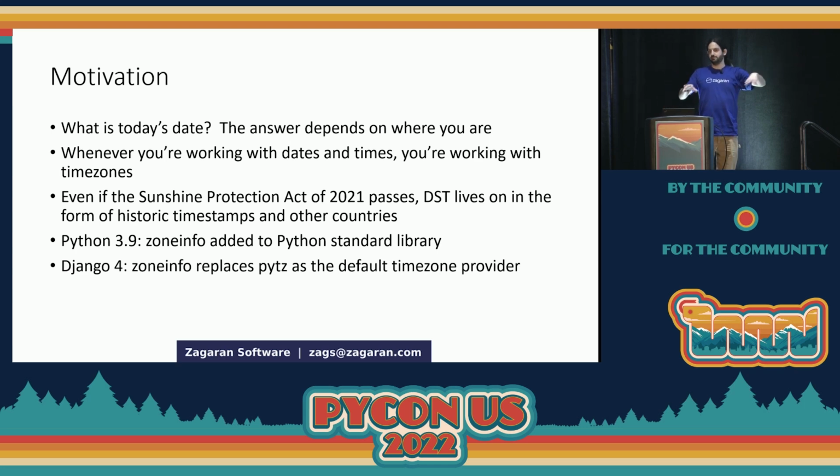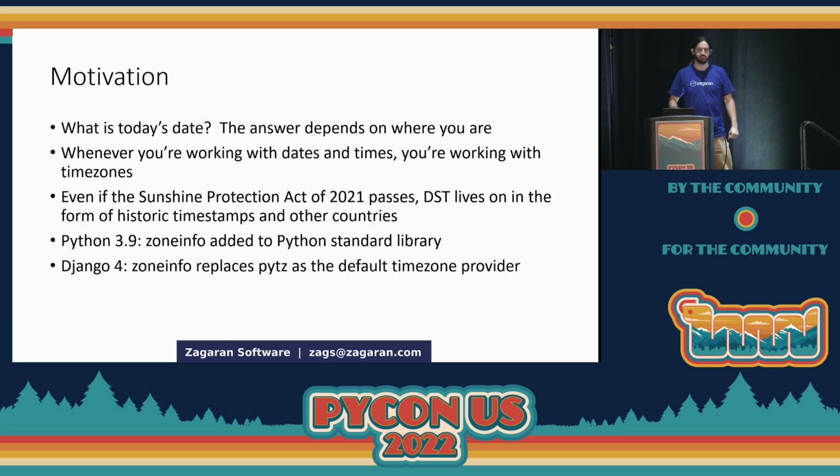Now, there might be some of you in the audience thinking, okay, but what if all my users are in one time zone? I don't care. But you still care, because time zones aren't just about users being in multiple different time zones. It's also about the rules of how time behaves in a time zone, things like daylight savings time. And even if the Sunshine Protection Act, currently up for consideration by Congress, which will end daylight savings time by making it permanent, it's a little weird, even if that passes, as software engineers, we are cursed with daylight savings time forever because of historic timestamps.